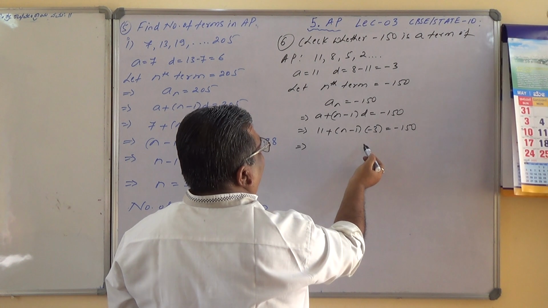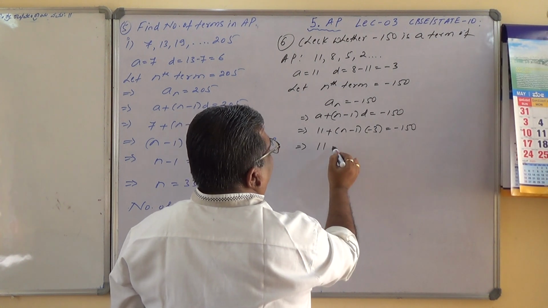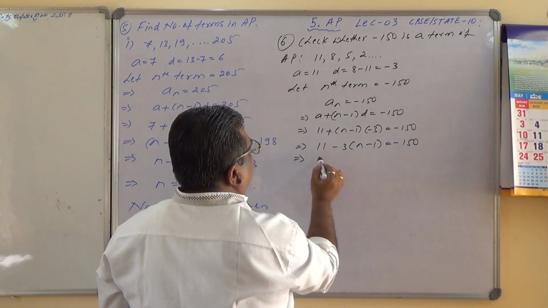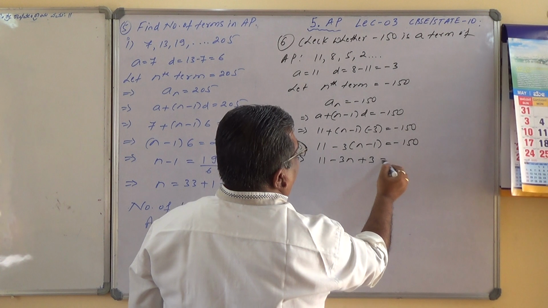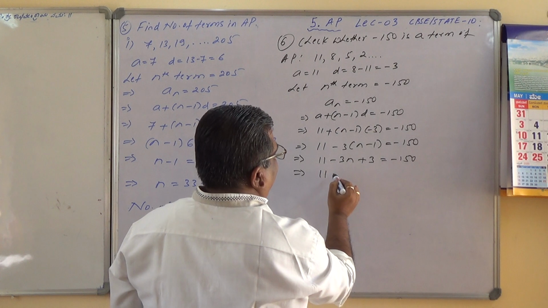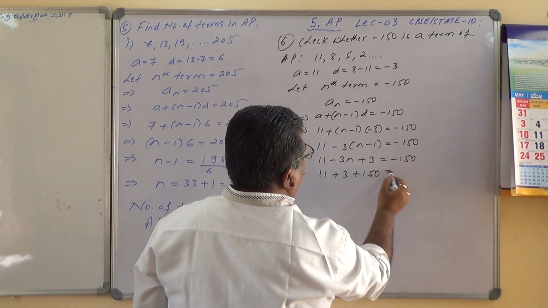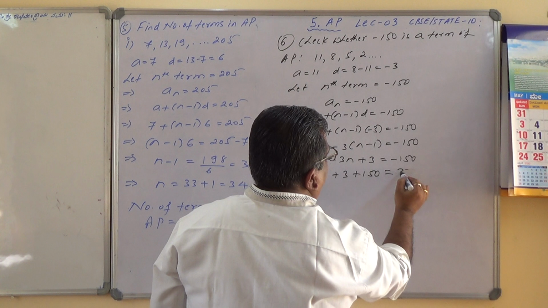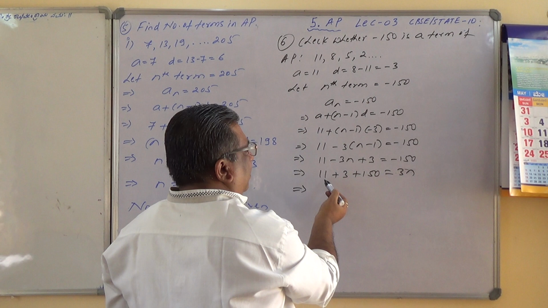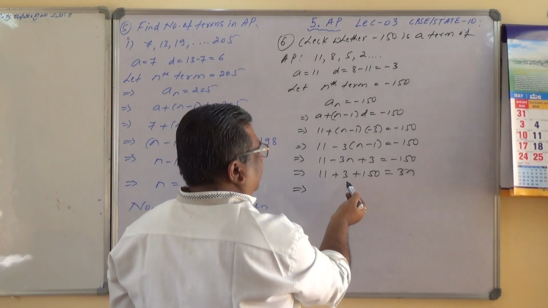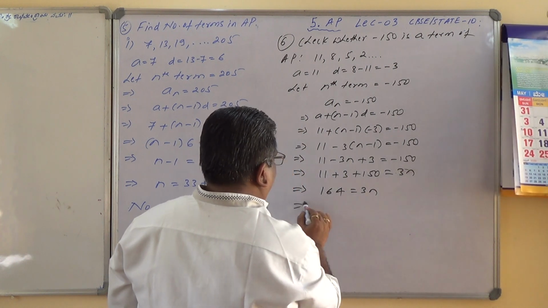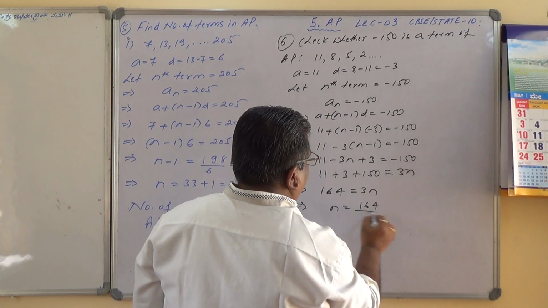Okay, what will we do now? 11 minus 3 times n minus 1 equals minus 150, so 11 minus 3n plus 3 equals minus 150. Minus 3n goes to that side: 11 plus 3 plus 150 equals 3n. This will be 150 plus 11, 161, plus 3, 164. So 164 equals 3n, which implies n equals 164 by 3.